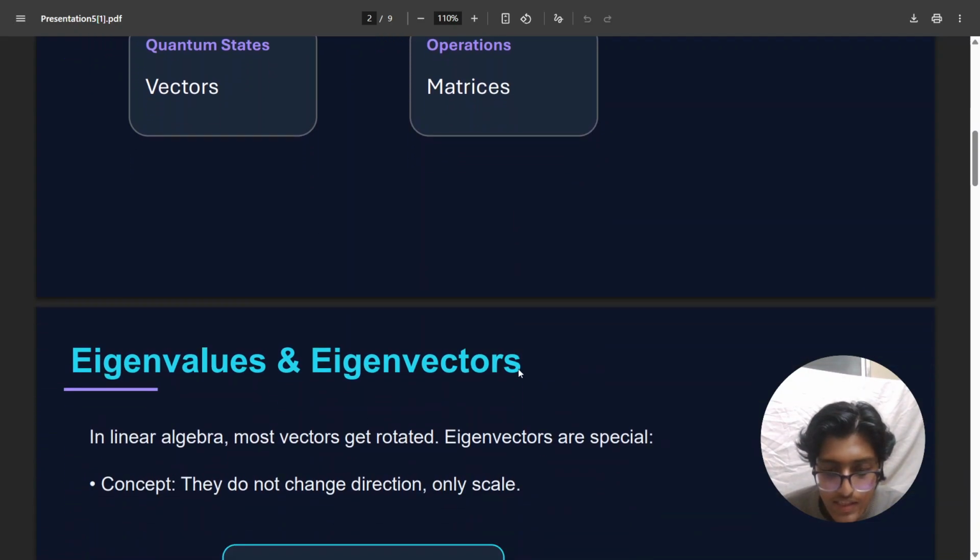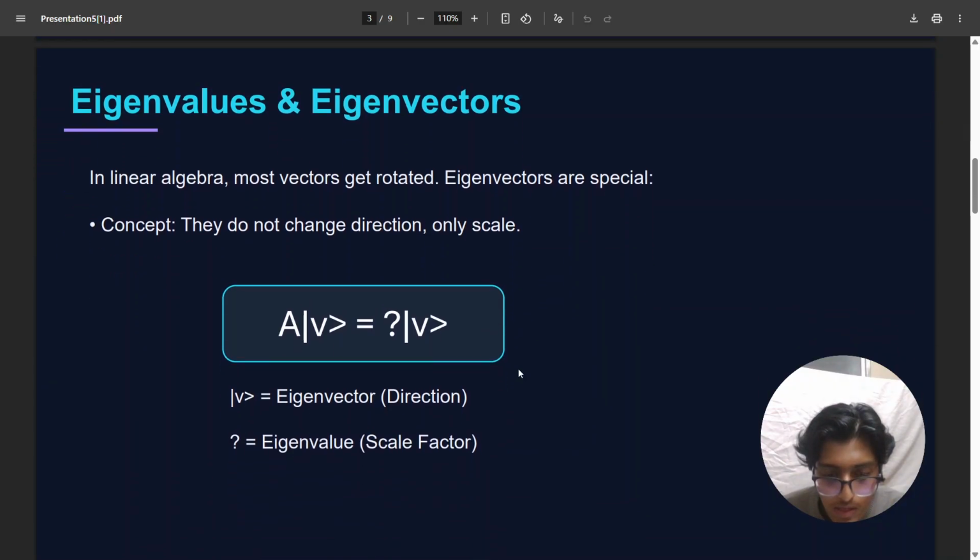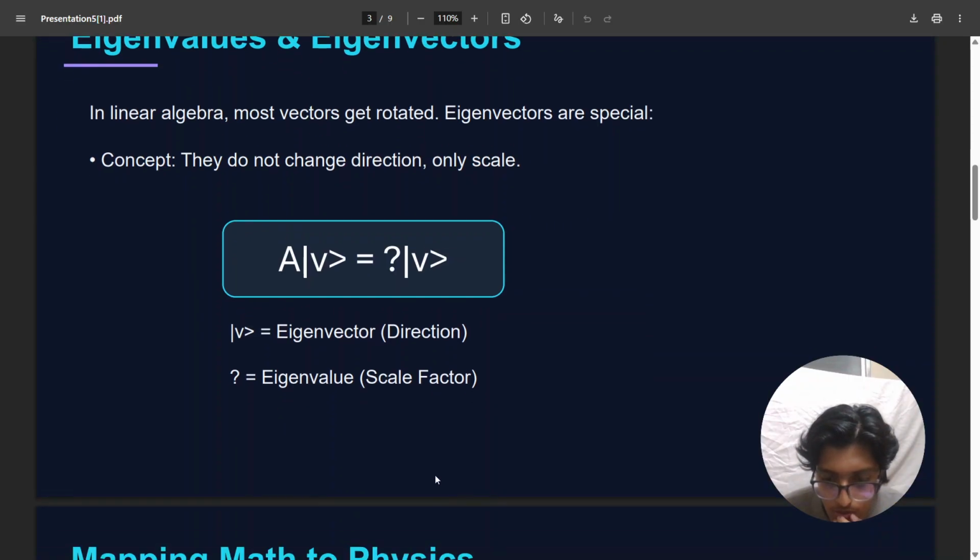Let's deep dive into eigenvalues and eigenvectors. Normally, if I have a vector, let's call it V, and I multiply it by a matrix A, that vector will change. Here it is a question mark, it's not displaying, but actually it's lambda. Lambda is the eigenvalue, which is the scale factor. So that vector will change.